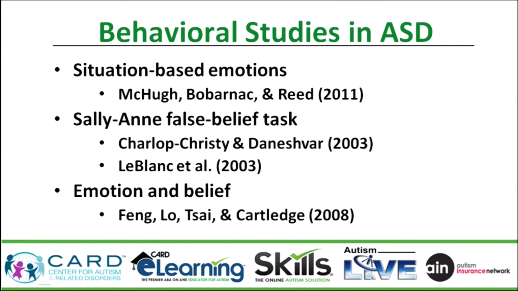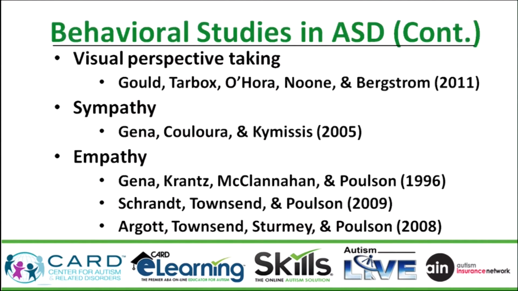And another study by Feng and colleagues in 2008, teaching children both to recognize emotions and also to understand and interpret another's beliefs. Gould and colleagues in 2011 did a study on teaching children with autism to engage in visual perspective taking. Gina and colleagues in 2005 taught children with autism how to demonstrate sympathy-type behavior. And then 3 studies have looked at teaching kids with autism empathetic behavior as well.